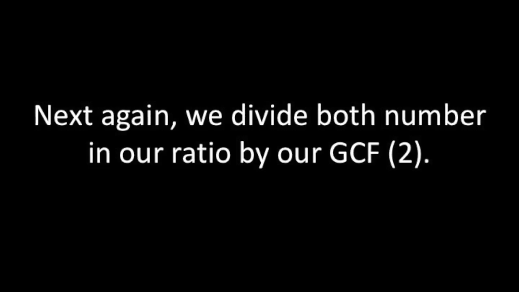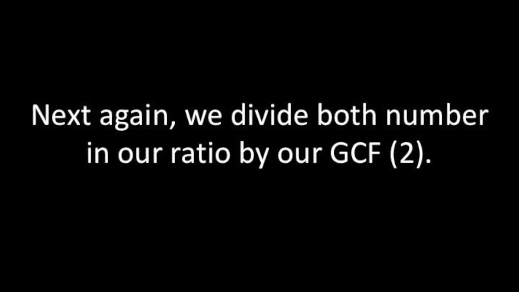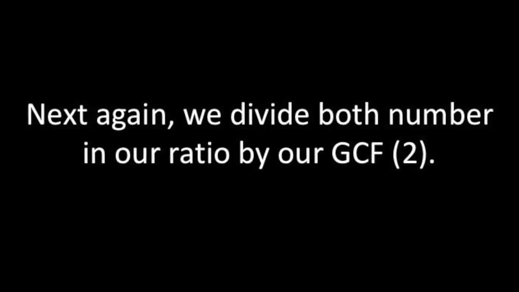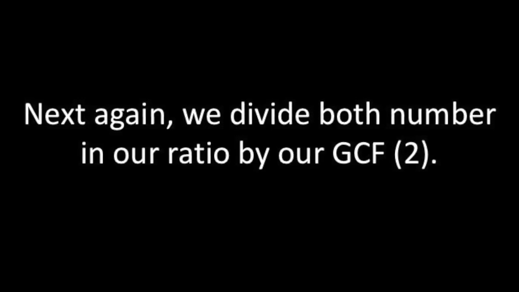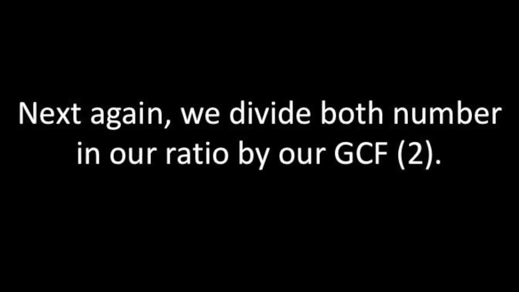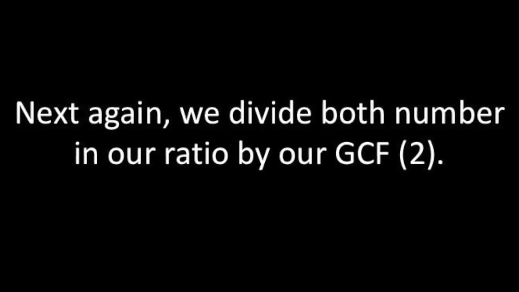Next, again, we need to divide both the numbers in our ratio by our greatest common factor, which we just figured out was 2. So we have to divide 24 by 2 as well as 50 by 2. So try and do this by yourself in your math journal. I'll give you a few seconds to try and do that. We'll check our answers in a minute.